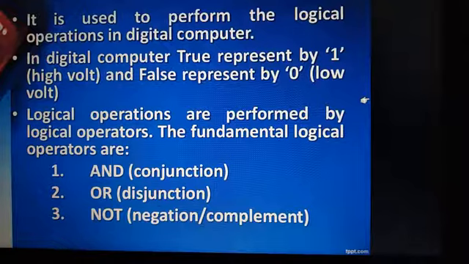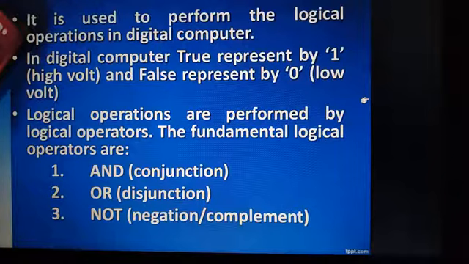As I told in the previous example also, it is used in the digital computer. In a digital computer, true is represented by 1, which is yes, also called high voltage, and false means 0, low voltage, or you can say no. So when anything is true, it is represented by 1, and when anything is false, it is represented by 0.